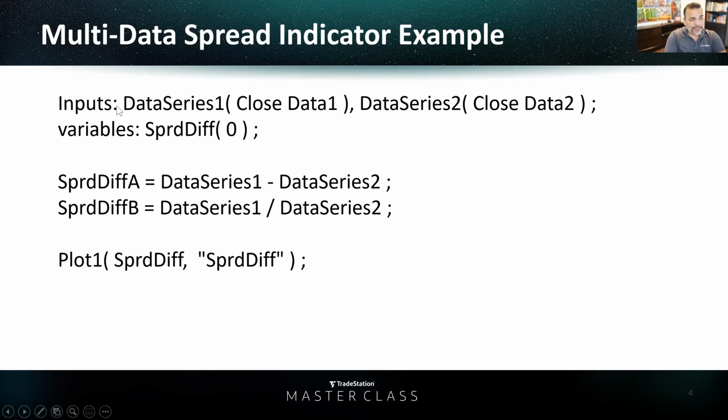If you look right here at the very top, we are creating inputs that are storing the data stream. So close of data 1 is inside of an input, data series 1, and close of data 2 is inside of an input, data series 2, which is an interesting way of assigning the data number or the data references, because now inside of my code, I don't have to say close of data 2 or close of data 3. I can just reference the name of the input that I used.